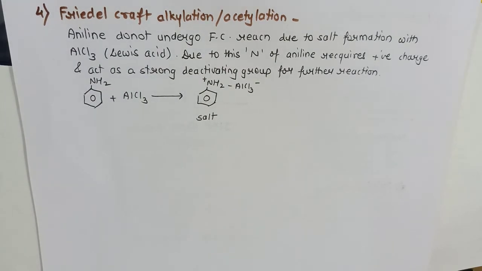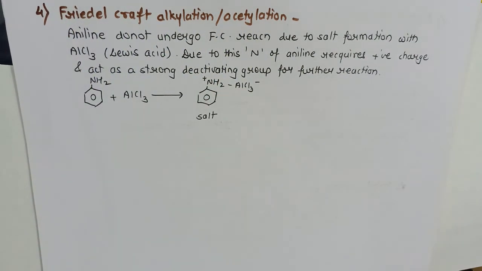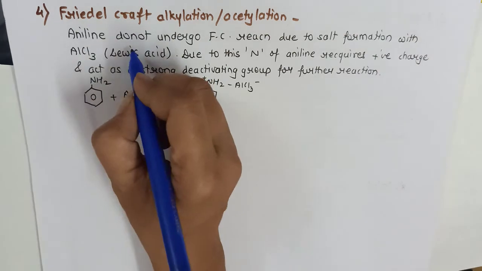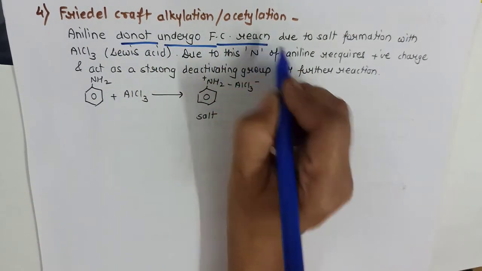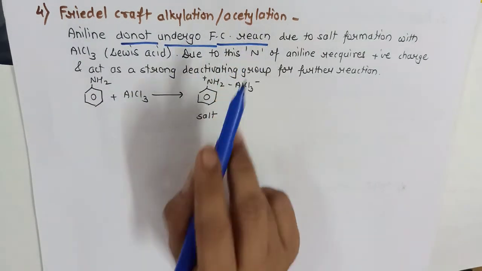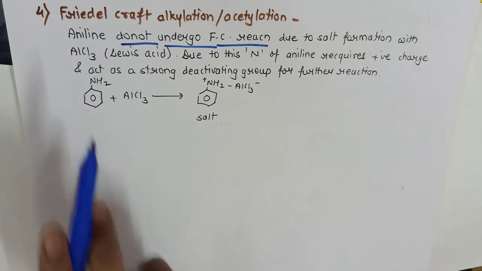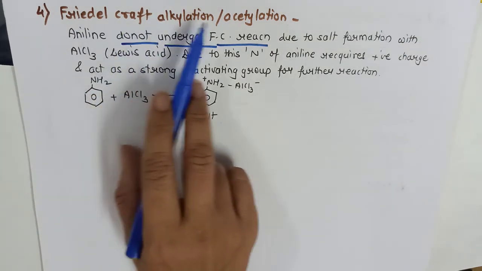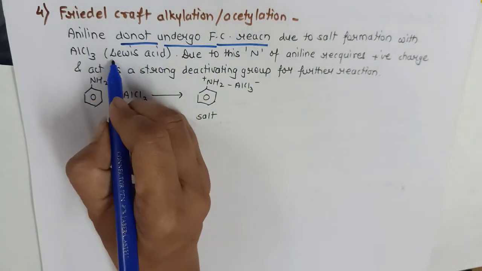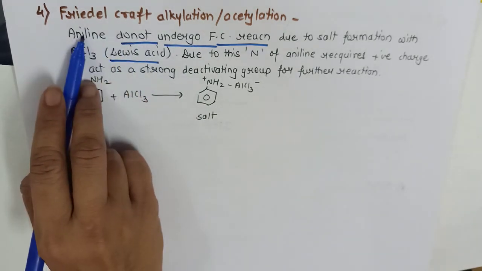Last two electrophilic substitution reaction for aromatic amine are Friedel-Crafts alkylation and acetylation. But the interesting thing is that aniline does not undergo Friedel-Crafts reaction. So you don't have to learn Friedel-Crafts alkylation or acetylation reaction. Now why do they not undergo alkylation or acetylation reaction? We know that aniline is basic in nature, and during these two reactions we are using aluminum chloride which acts as acid. So actually a reaction between acid and base takes place.